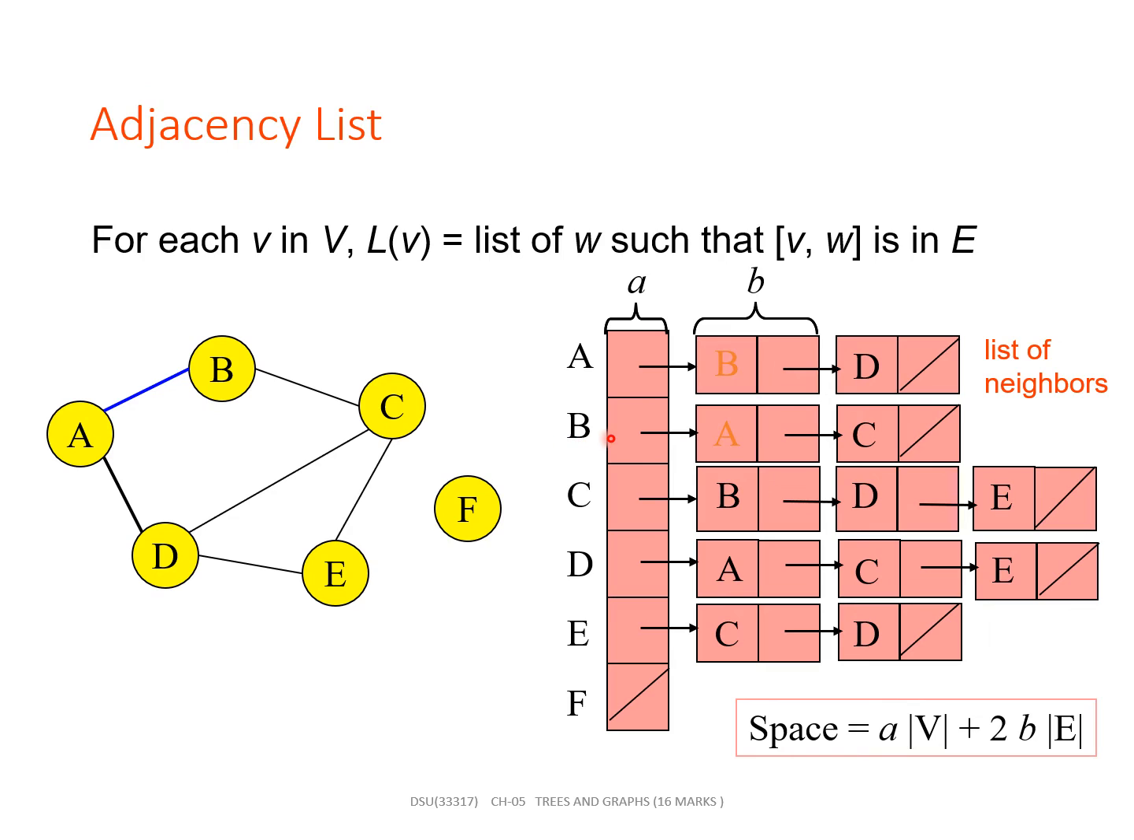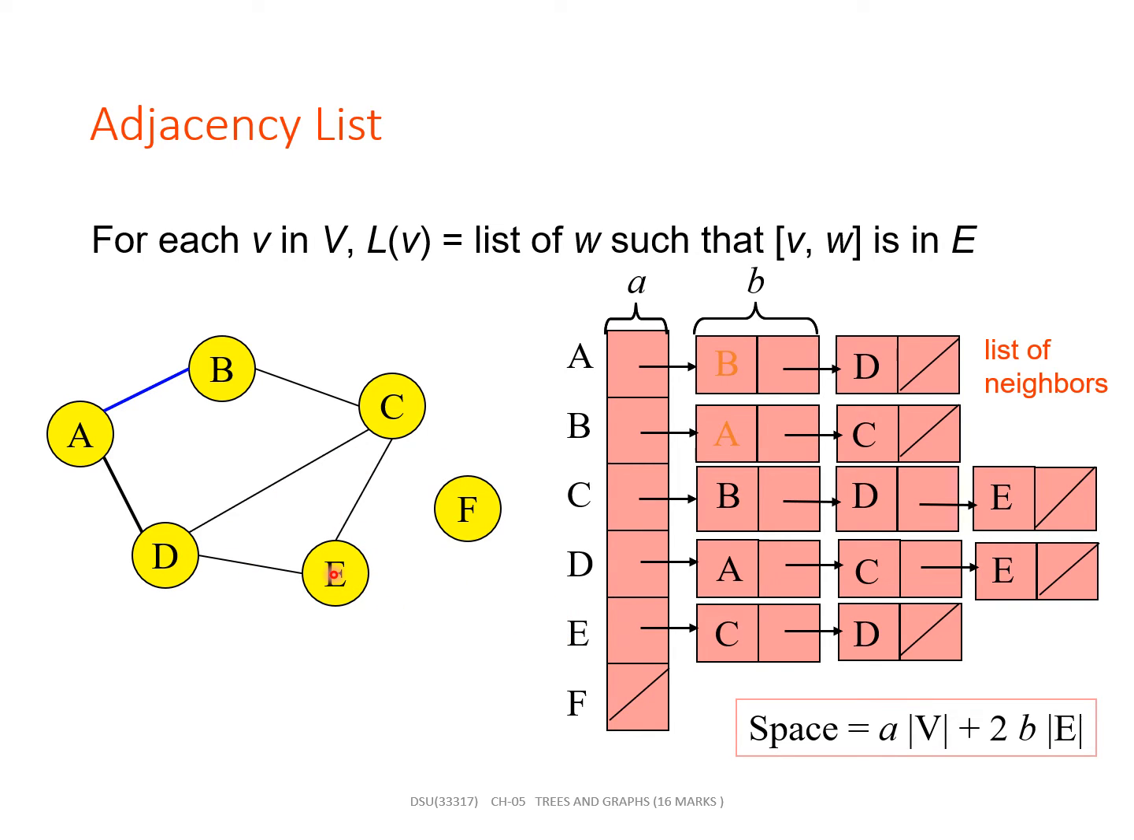Next is B. For B, there is B to A and B to C. Then C has three linked nodes because C is connected to B, C is connected to D, and C is connected to E. And next, for D, again there are three linked nodes because D to A, D to C, D to E.